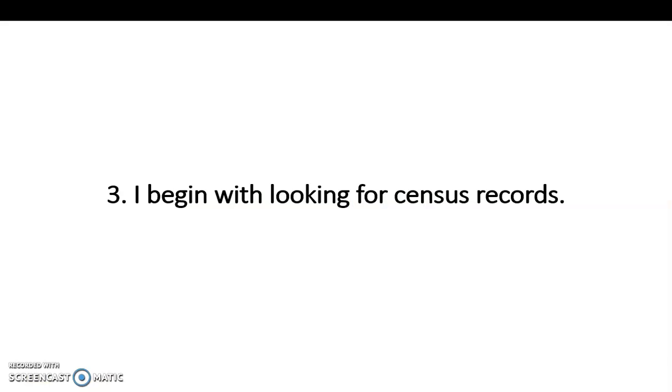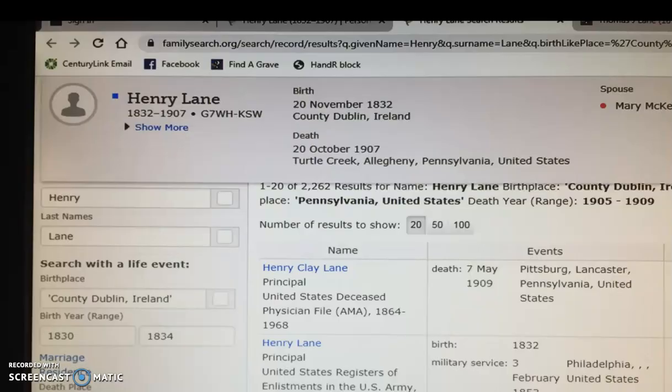Number 3, I begin with looking for census records. If you don't know where your person lived, you'll never be able to do the research for them. You could search every record in California, but if they never lived in California, you won't have any success. Start with the information you do have about them and build on that by looking at first in the census records.